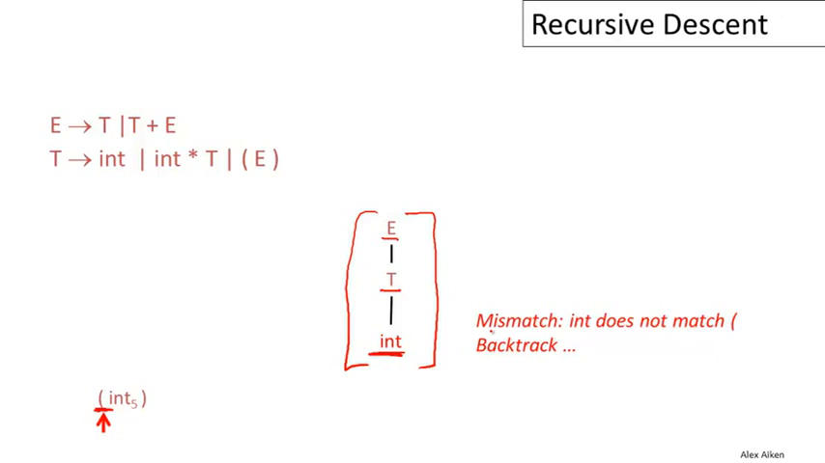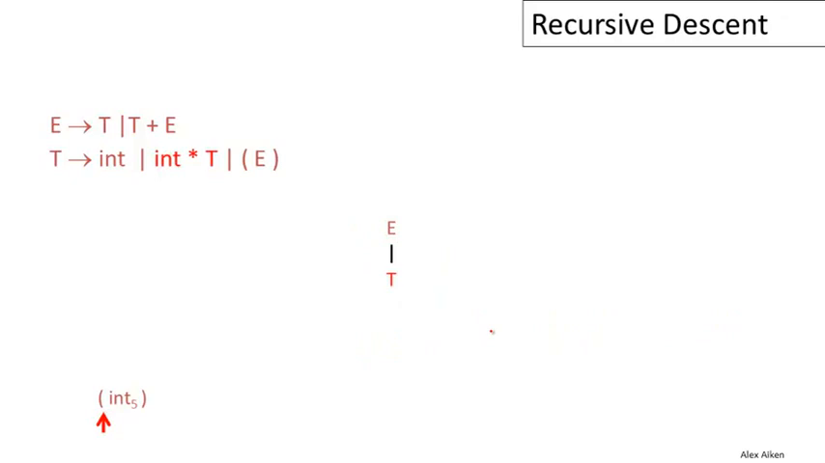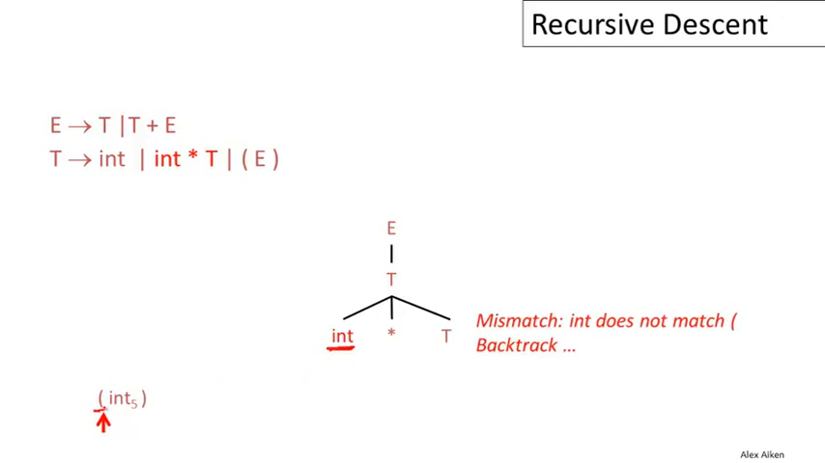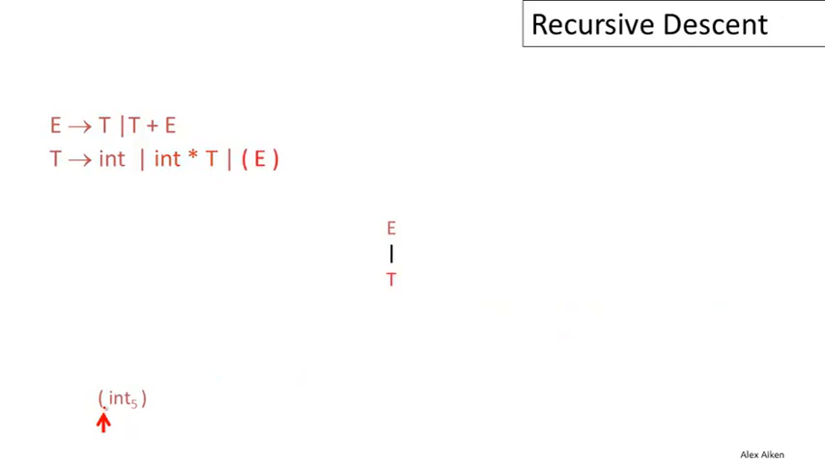So what was the last decision we made? Well, we decided to use T goes to int. So we can undo that, and then we can try the next production for T. And that happens to be T goes to int times T. So we'll expand T using that production. And now, once again, we've generated a terminal in the leftmost position, and so we're able to compare that with the input. Once again, unfortunately, the int token does not match the open paren, so we have to backtrack again. So we undo that decision. This takes us back to trying alternatives for T.